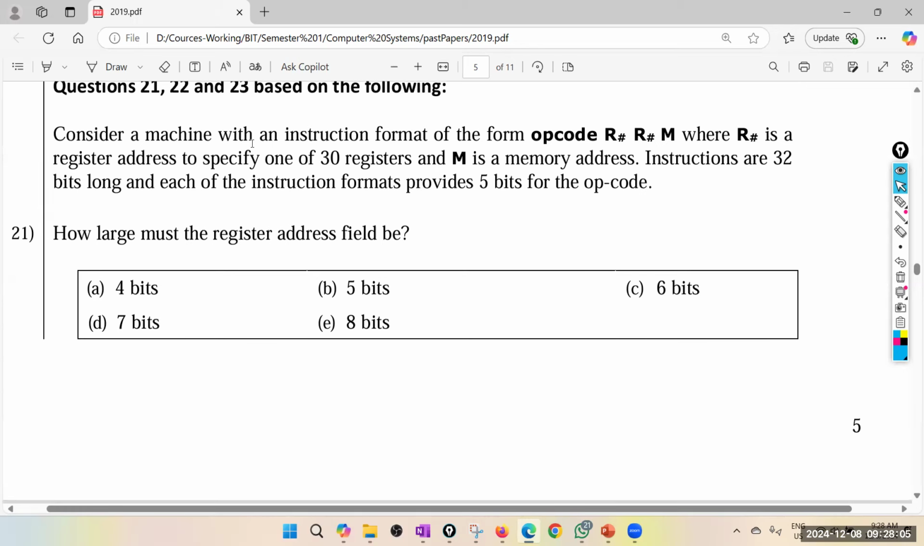Right. Consider a machine with an instruction format of opcode, R, R, M, where R is a register address.